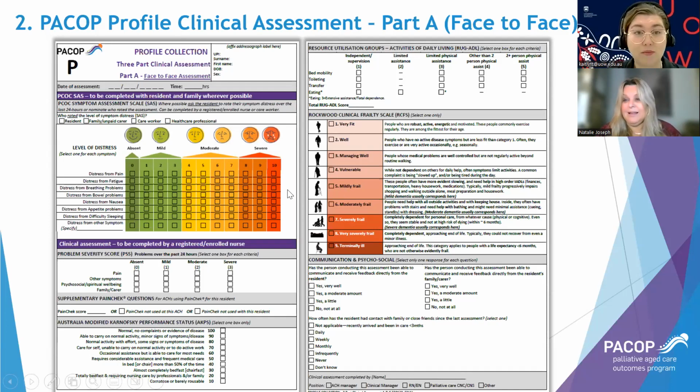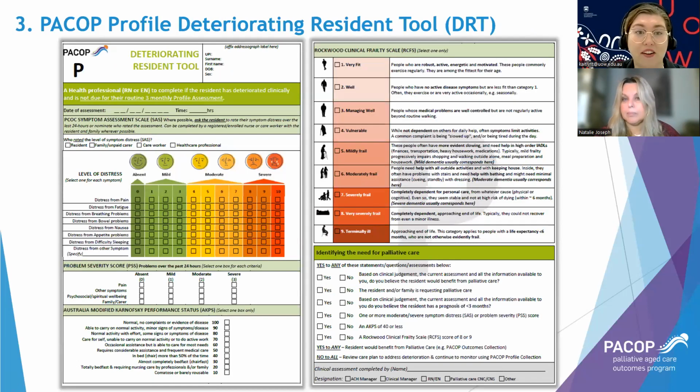So you can see here what I'm showing now is part A of our profile collection, but the SAS is also here in the deteriorating resident tool. The symptom assessment scale is just this tool here with the faces, and it assesses residents' distress, basically, about a set of symptoms. So, Nat, how do we really use the SAS and what do those symptoms look like? Can you talk us through that?